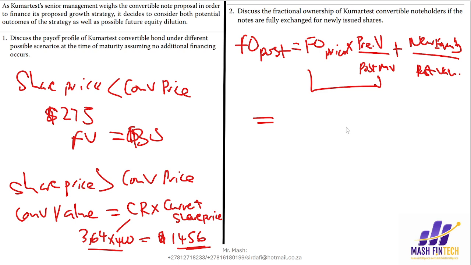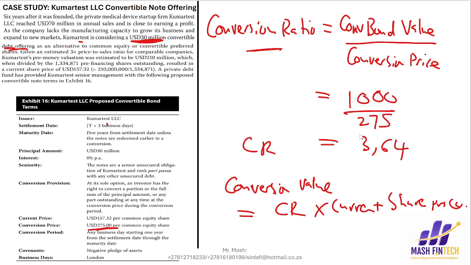And the additional shares that we are going to get: if there's an exchange of all convertible notes for newly issued Kummersted shares, this will lead to an issuance of 30,000 1,000 bonds. The conversion ratio was 3.64, and you have 30,000 bonds that they're going to convert, so the number of additional shares is 109,200. We are given that the existing shares outstanding is 1.3 million. This is there just to save you time. It's given in the case, which is the pre-financing shares outstanding.